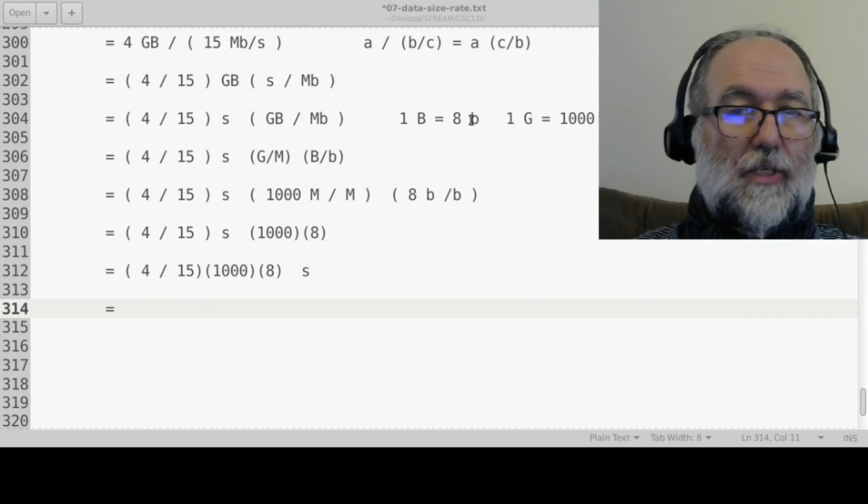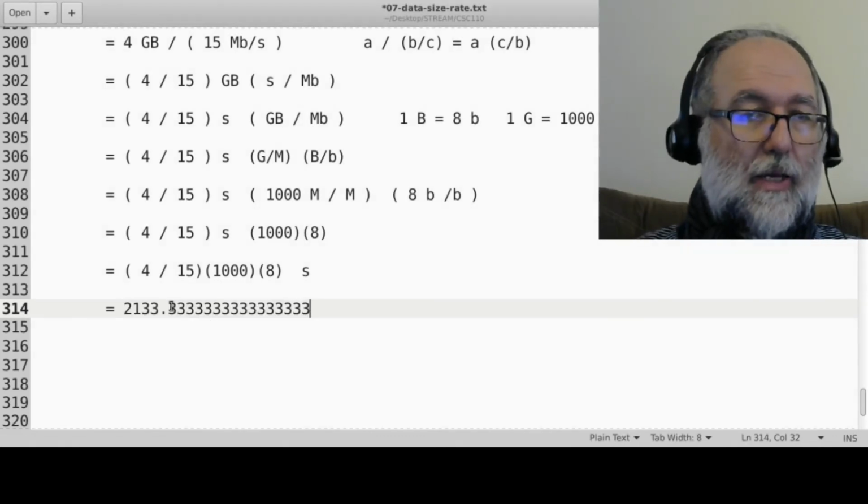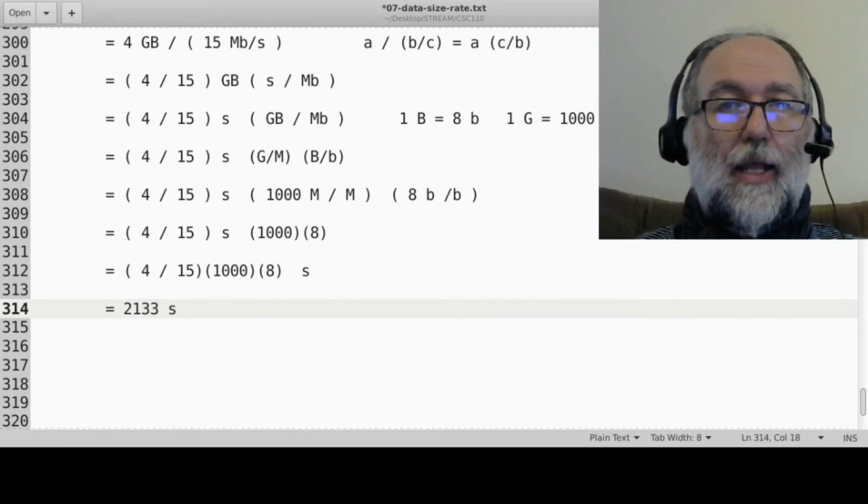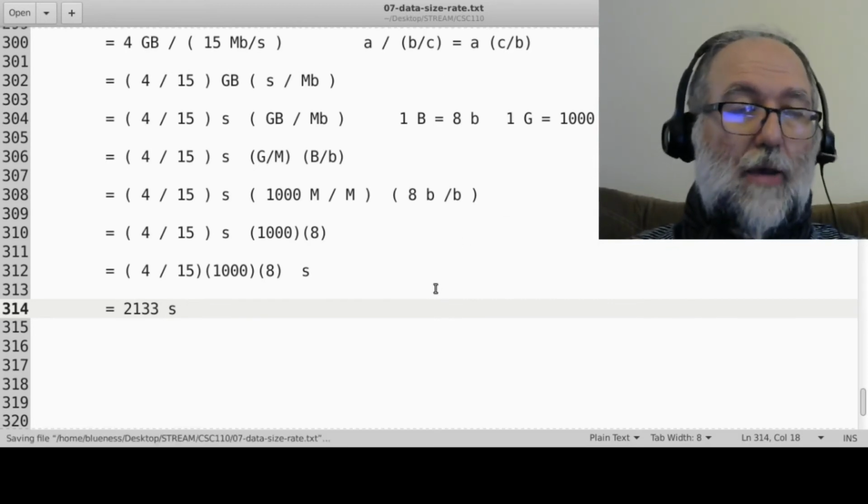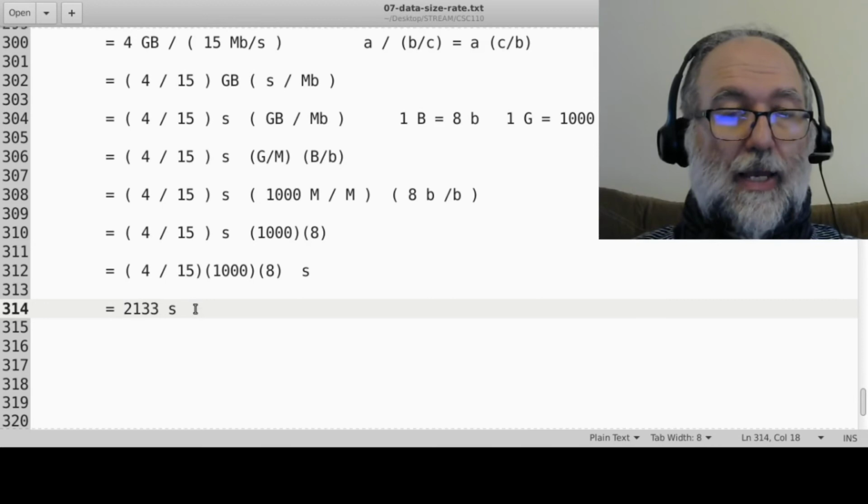So this is just doing this on my calculator. I get this. And let me just round that off into seconds. Okay, and so that does answer the question. It would take 2,133 seconds to download a 4 gigabyte movie over a 50 megabit per second line.